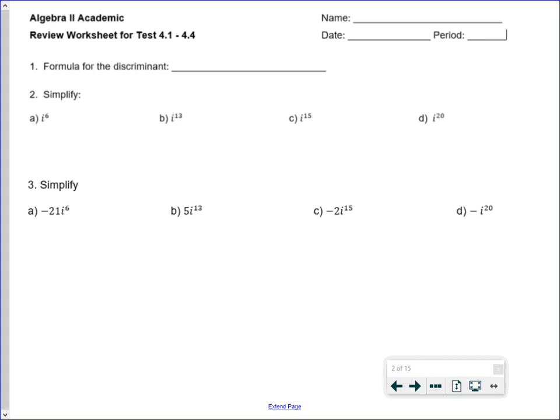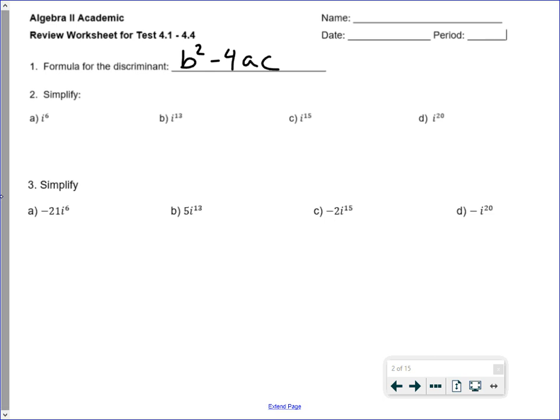Number one, we're asking what the formula for the discriminant is. Remember, it's just b squared minus 4ac. Do not include the square root. We don't care about the square root. When we're asking for just the discriminant, we just want b squared minus 4ac.